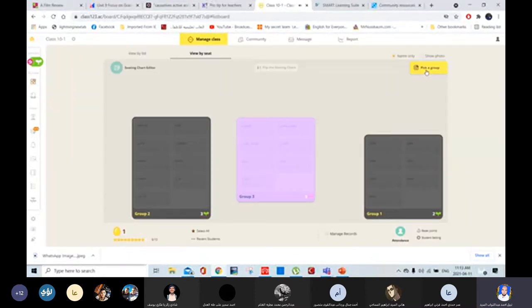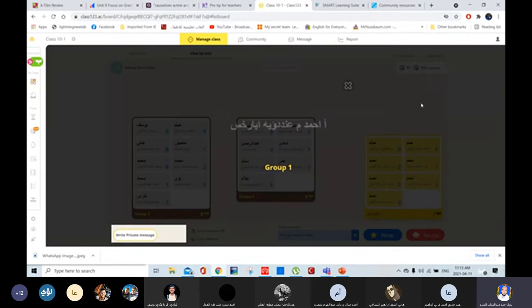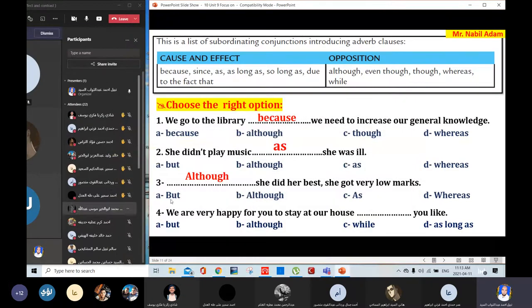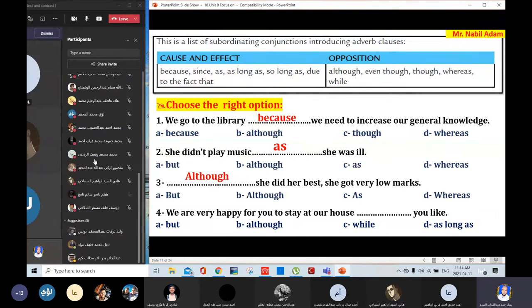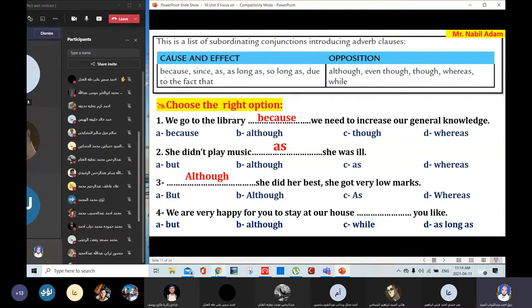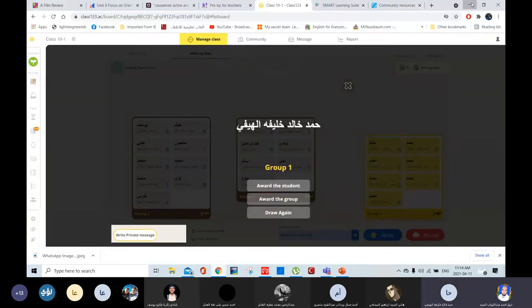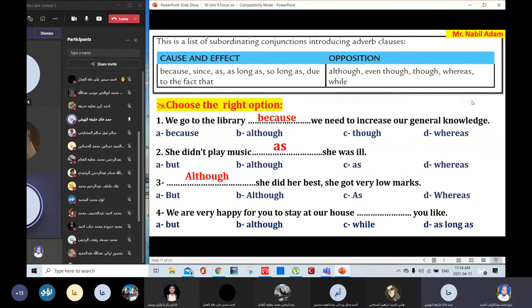Answer number four. Hamad Khalid Khalifa Al-Hafi, number four. Come on, Hamad, quickly, please. Number four, not three or two.